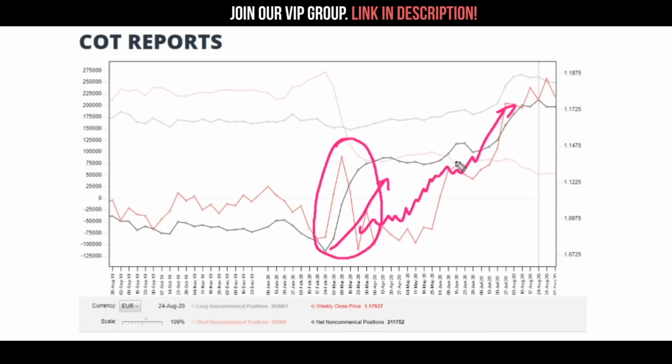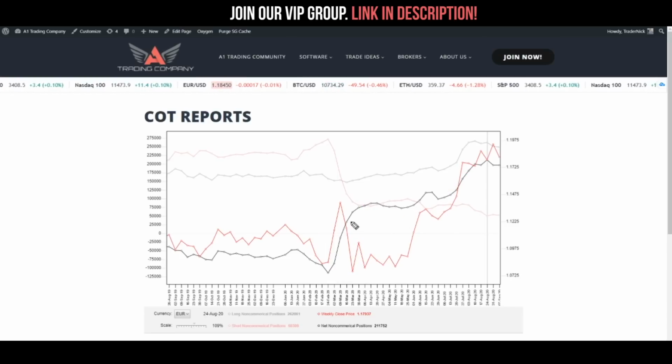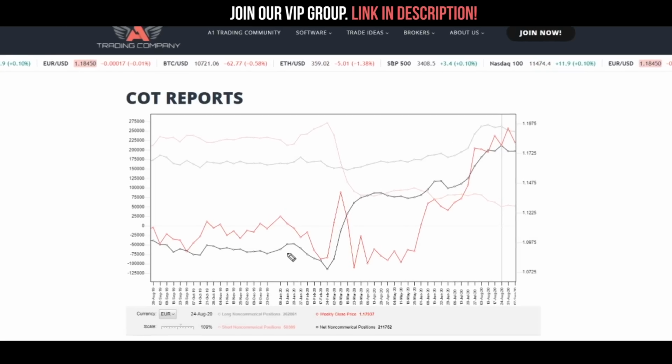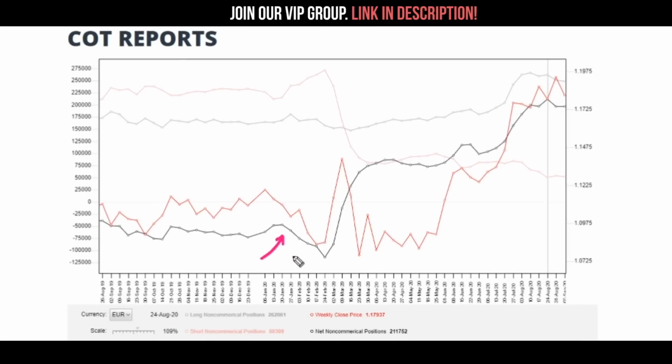Now, I don't see any sort of magical, always indication, like if it moves up, that means the price is going to move up, right? Because they're not always correct. There are times where this is wrong. For example, here we can see that the net non-commercial positions are actually moving lower and then the price spikes the other way. So it's not 100% accurate, but I do think there is some value in some of the longer term plays, some of the longer term trends.